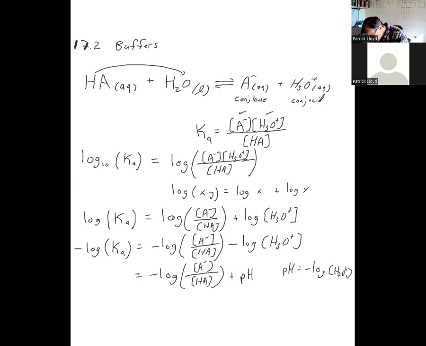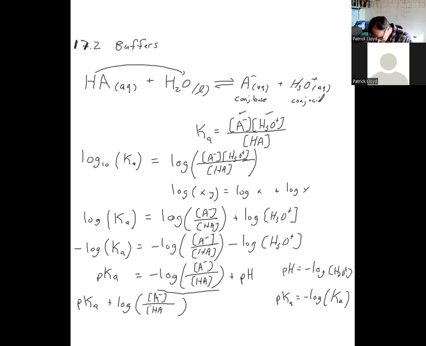But we also have this other term called pKa. Now pK is the minus log of the Ka. Same idea, just minus log. So we're going to call this pKa. Okay, now I'm going to add this log term to both sides. Right, I added that log term to both sides. So now I have what is often referred to as the Henderson-Hasselbalch equation.